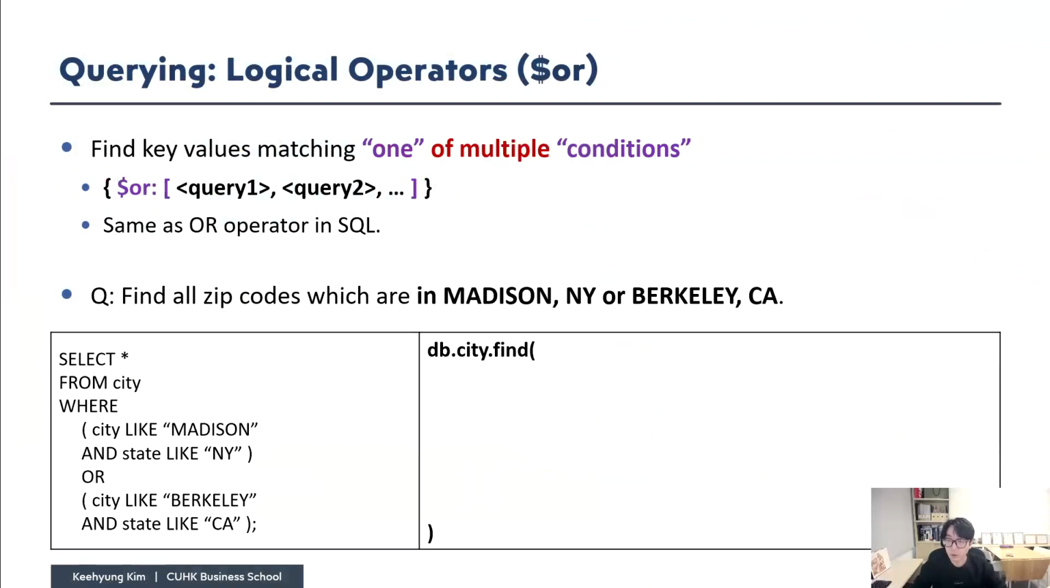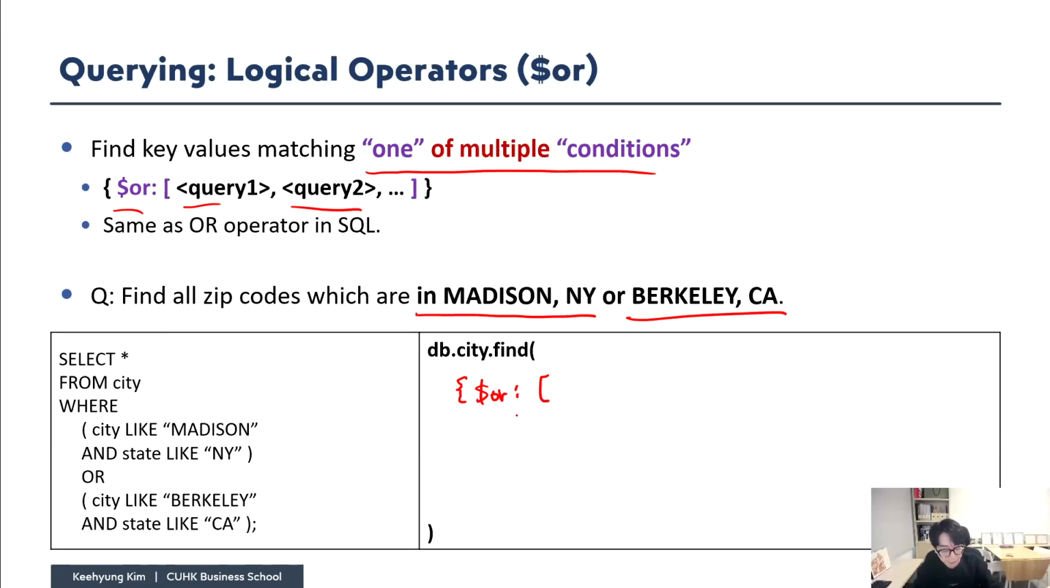Okay, there's also the OR operator. If you want to find the key values matching one of multiple conditions like this, then you can specify multiple conditions in a list, and then you can use the OR operator. In this case, you want to find all the zip codes which are in Madison NY or Berkeley CA. You can utilize the OR operator to solve this question. So for this one, we can specify OR and a list of conditions here.